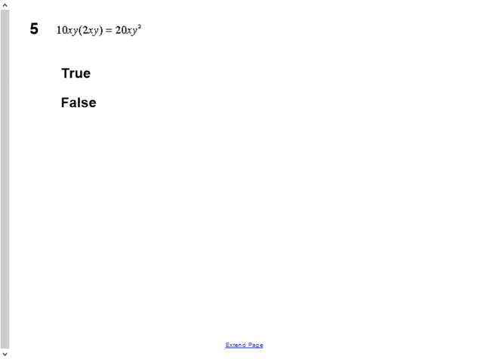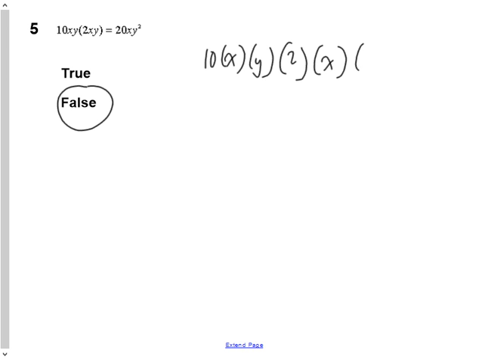And your fifth question, what is the product of 10xy by 2xy? Is it actually equal to 20xy squared? The answer is false, because it's 10 times x times y multiplied by 2 times x times y. Well, 2 times 10 is 20, but x times x is x squared, not x. And y times y is y squared, so therefore the solution is not 20xy squared, it's 20x squared y squared.